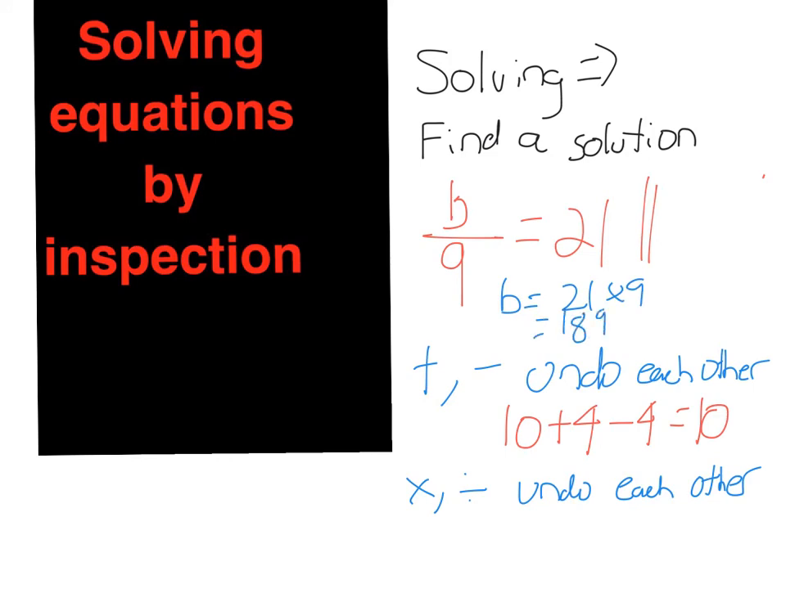Okay, now again, that is a solution, because if I take this b here and I get rid of it and I replace it with 189, I get 189 divided by 9 equals 21, which is a true statement, okay? Notice that my answer isn't, I didn't just write 189, I wrote b equals 189. So that's to symbolize that I am exchanging b for 189.